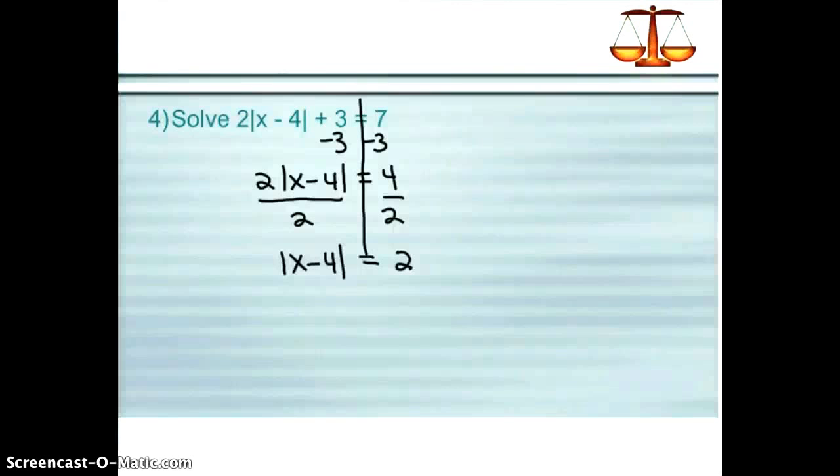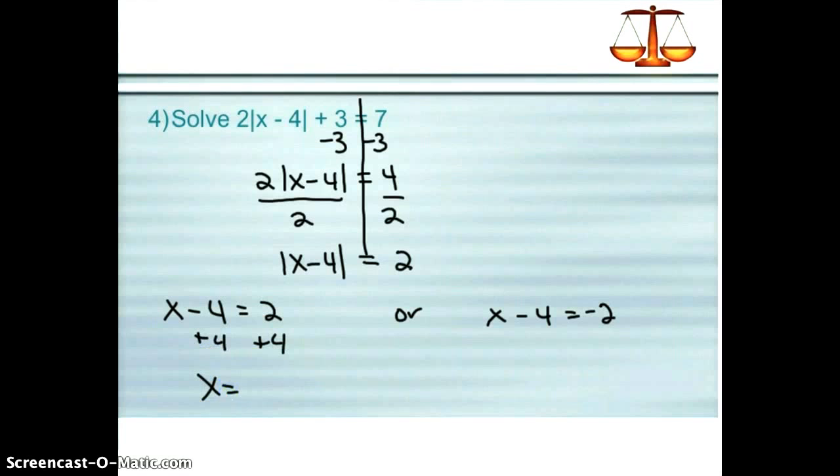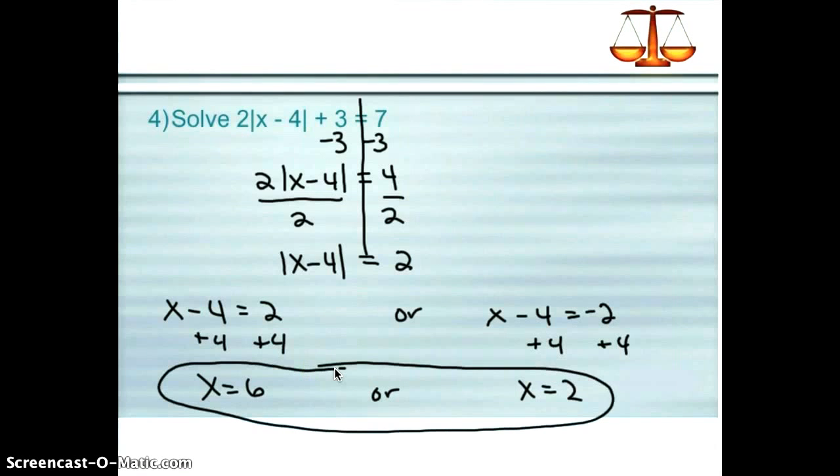I can make 2 true equations. x minus 4 might equal 2, or x minus 4 could equal negative 2. If I add 4 to both sides here, I get x equals 6. And in this other case, if I add 4 to both sides here, I get x equals 2. So x equals 6 or x equals 2, that's going to be my answer for right now. And hopefully if you go back and check it, you'll see that they really work.